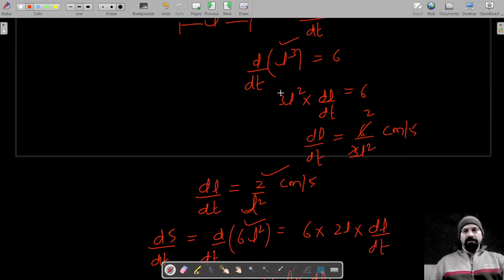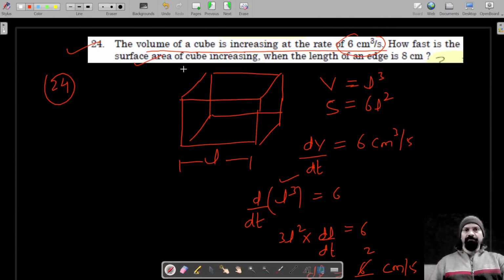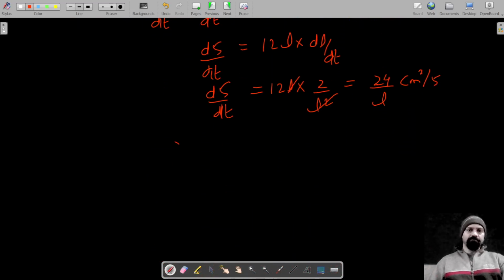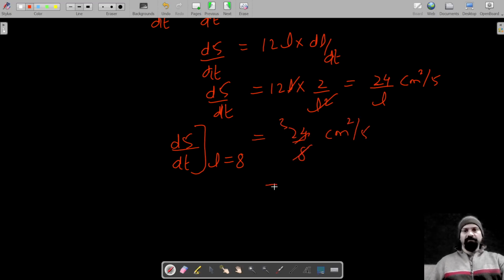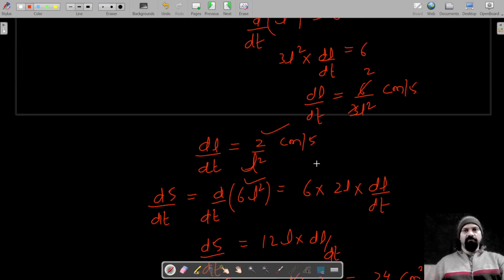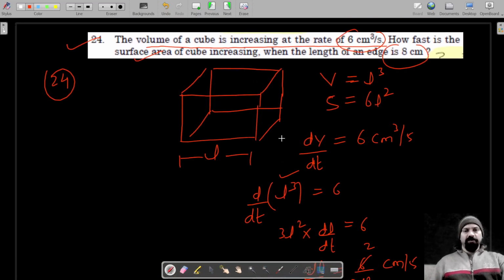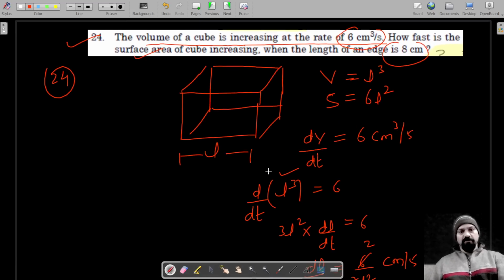But we have to find the increase in the surface area when the length of the edge is 8 centimeter. So this has to be evaluated at edge equal to 8. So this is 24 by 8 centimeter square per second, which is equal to 3 centimeter square per second. This is how fast the surface area of the cube is increasing when the length of an edge is 8 centimeter.